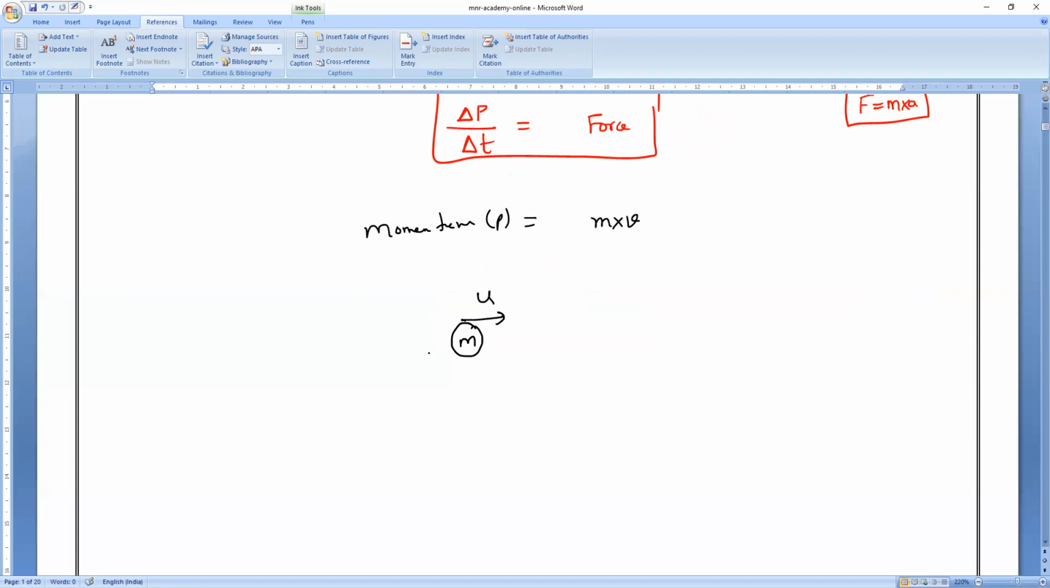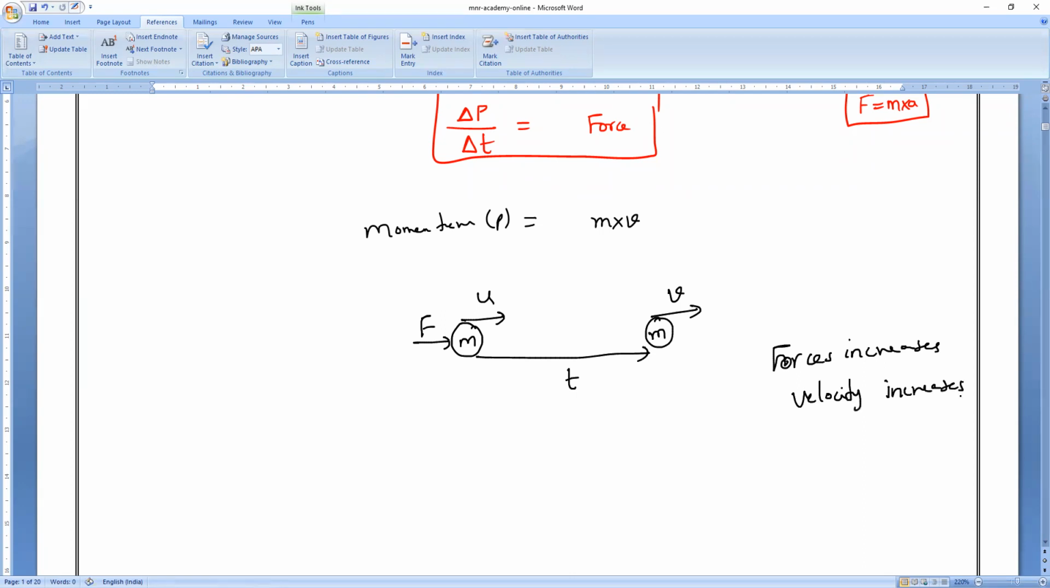Let me take an example. If I consider an object having a mass m and initial velocity u, and somebody is applying a force F, then within a time period t, the body attains a velocity v. Velocity of what, everybody? Velocity is v. Clear, everyone? As we all know, as the applied force increases, the velocity increases or decreases? If the force is increasing, does the velocity of the body increase or decrease? Increases.